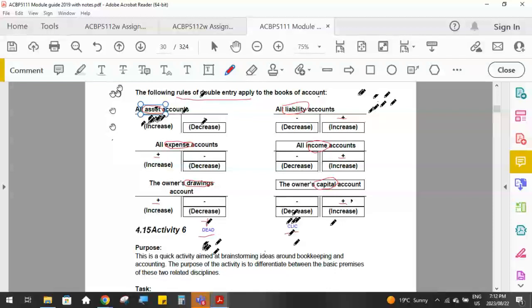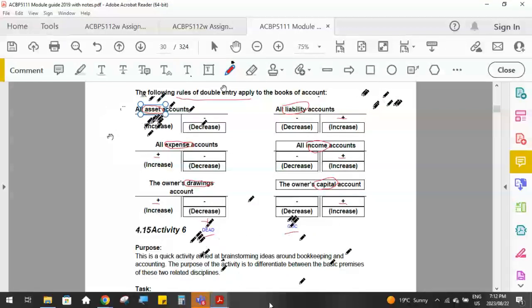But you have to be able to do that, otherwise you can't record a transaction. If you can't identify the account names and you don't know what category they fall under, then you won't be able to record the transaction. So that is very important.